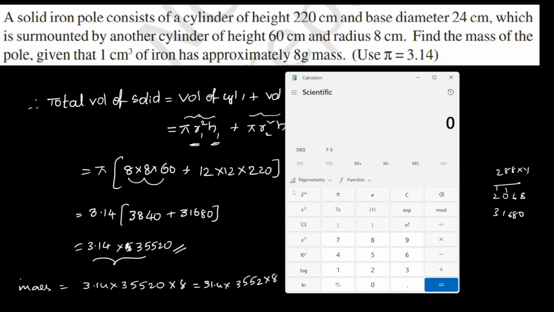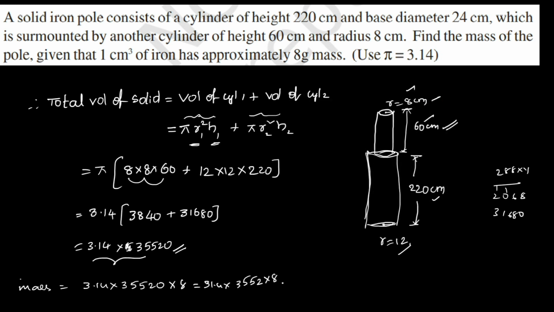approximately 31 into 8 is 248, so 248 into 3552. So 31.4 into 3552 into 8 has become 892262 grams. So dividing by 1000 will give you the mass in kgs. So it will be 892 kgs approximately. Okay, thank you. So very simple.